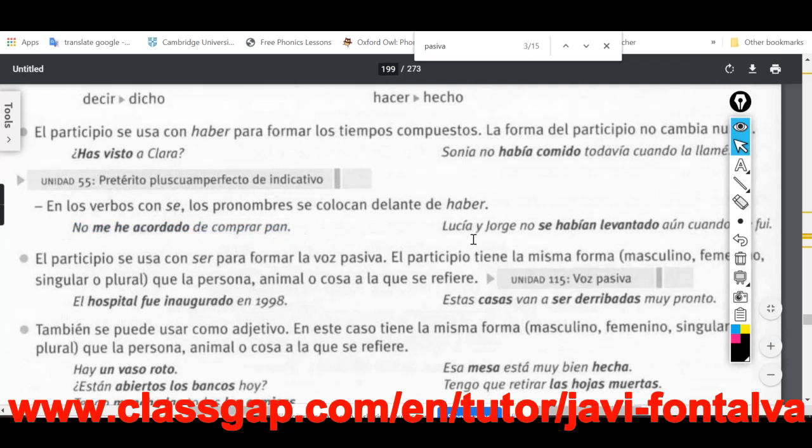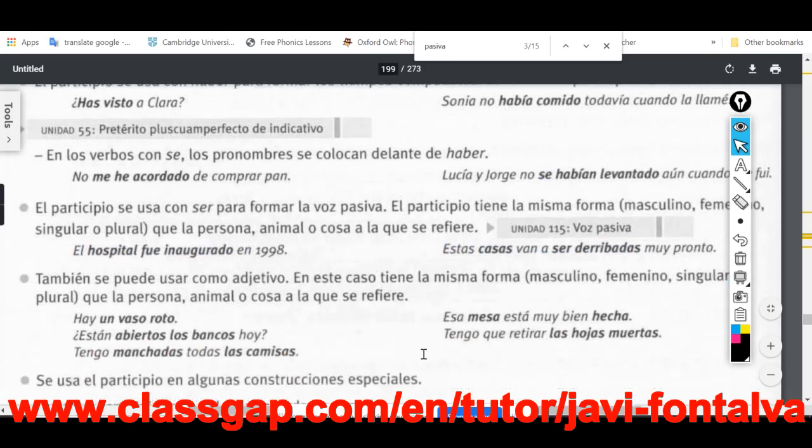Also, in the second structure, the plural construction, no me he acordado. Lucy y Jorge no se habían levantado. So, with the se, se habían levantado. Or, for example, el hospital fue inaugurado. Estas casas van a ser derribadas.